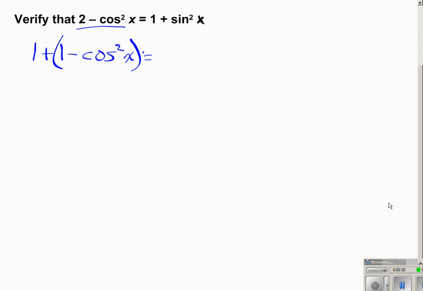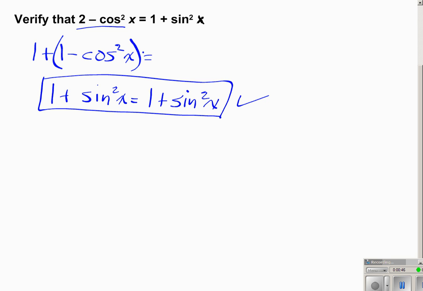And then we see the 1 minus cosine squared x is sine squared x. So we have 1 plus sine squared x equals 1 plus sine squared x. And we're done. Verified.